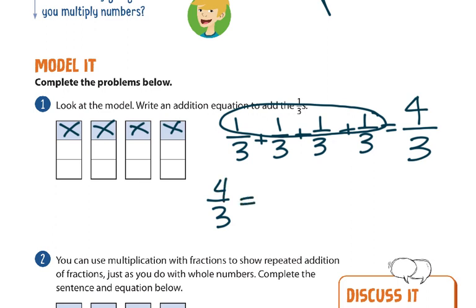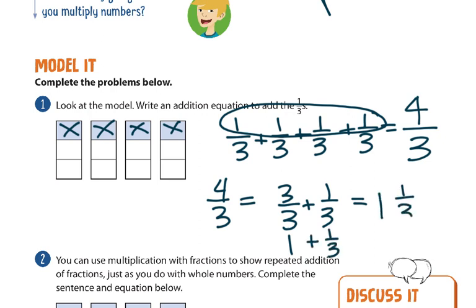to a mixed number. Can you see that it's higher than 3 in the numerator? So that's the same thing as saying 3/3 plus 1/3, right? And 3/3 is equivalent to 1 plus 1/3. So my answer would be 1 and 1/3. Let's look at the next one down below.